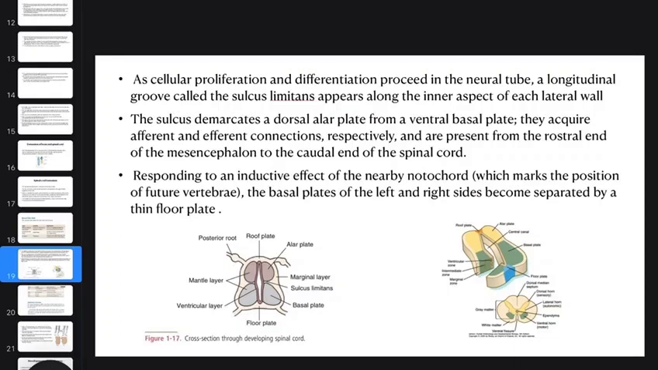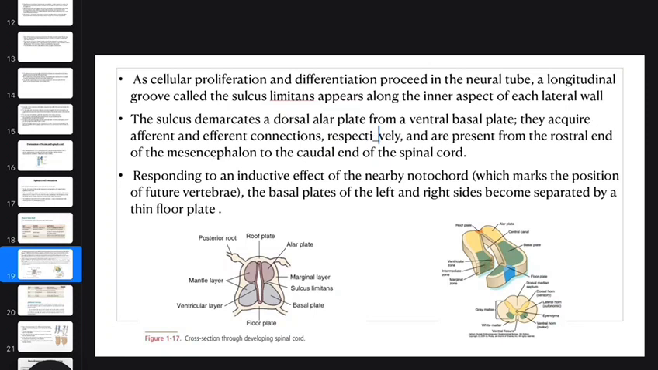As the cellular proliferation and differentiation proceed in the neural tube, a longitudinal groove called the sulcus limitans appears along the inner side of each lateral wall. The sulcus demarcates the dorsal alar plate from the ventral basal plate. They acquire the afferent and the efferent connections respectively, and are present from the rostral end of the mesencephalon to the caudal end of the spinal cord.